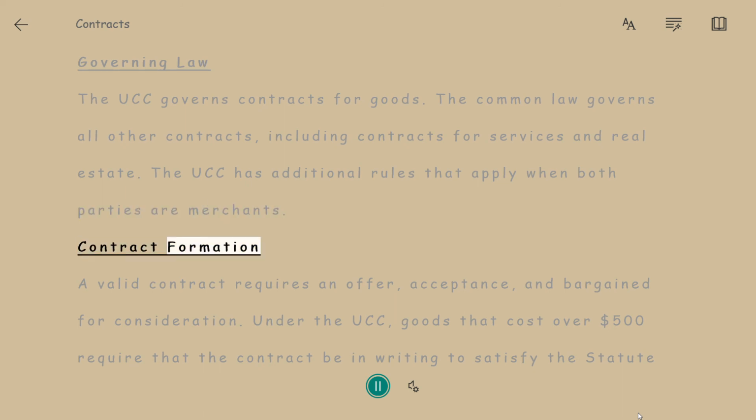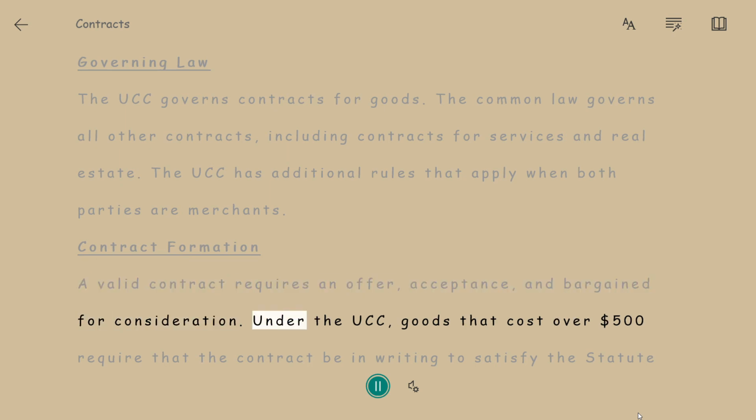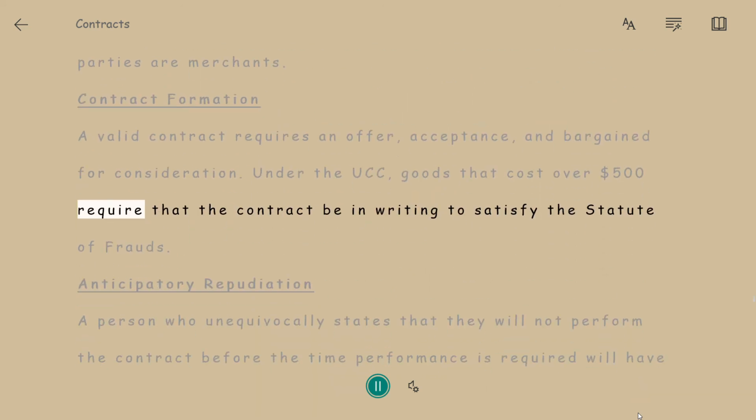Contract formation. A valid contract requires an offer, acceptance, and bargain for consideration. Under the UCC, goods that cost over $500 require that the contract be in writing to satisfy the statute of frauds.